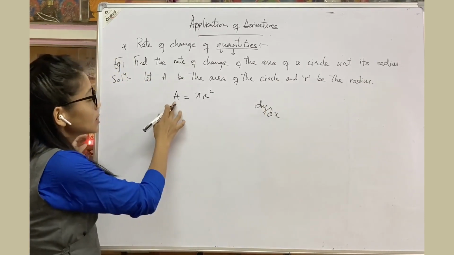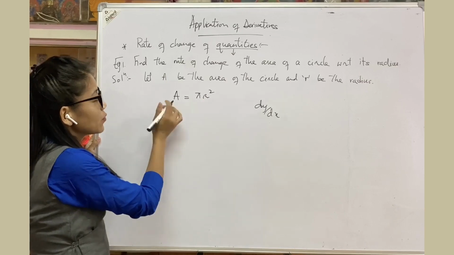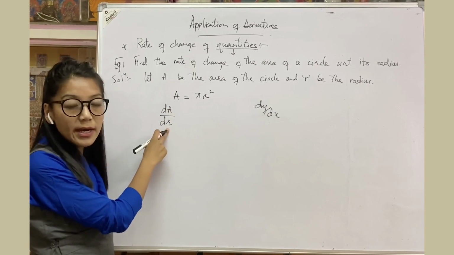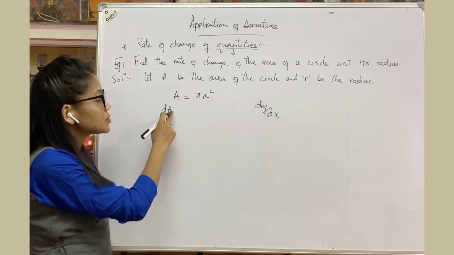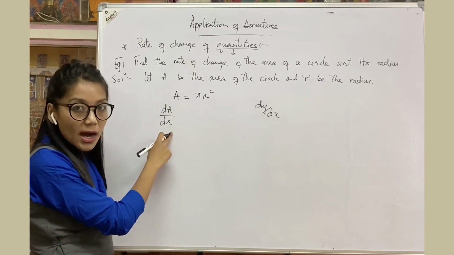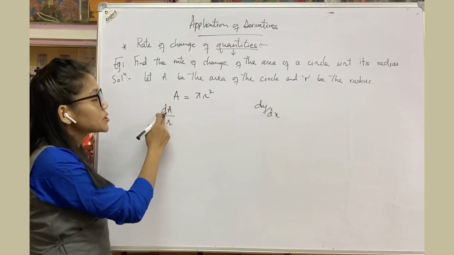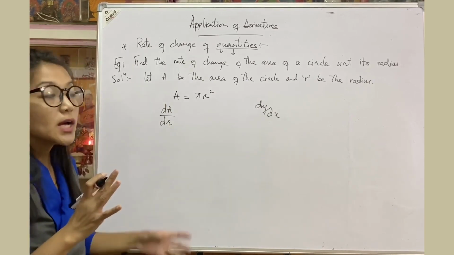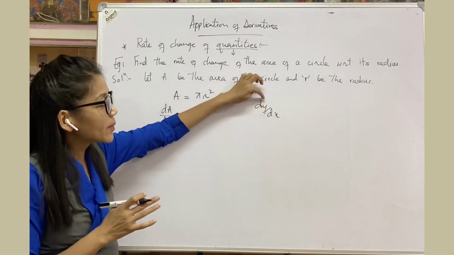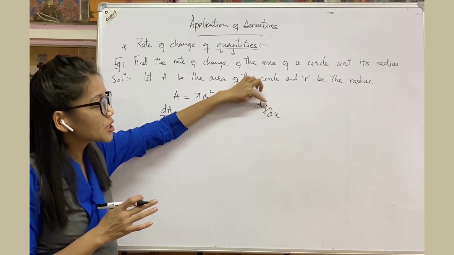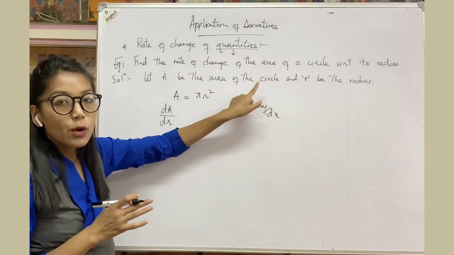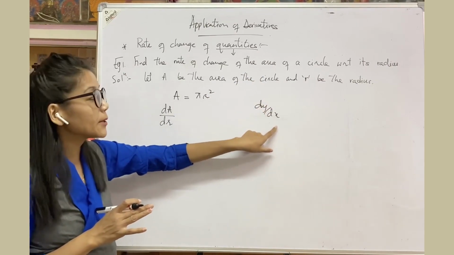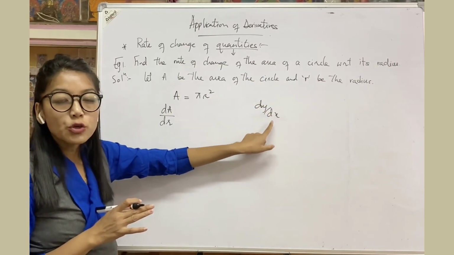So here A is depending on r, therefore I will write dA by dr, because r is my independent variable and I'm differentiating A with respect to r, or finding the rate of change of area with respect to radius. You should be clear with the concept of this notation, right? When you write dy by dx, it means you're finding the rate of change of y with respect to x.